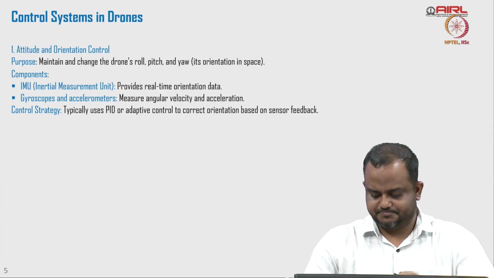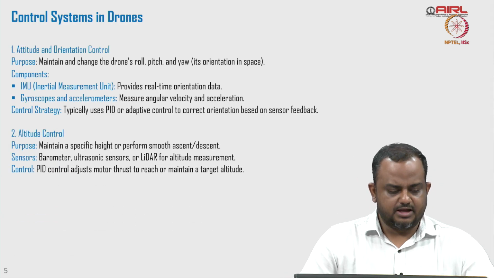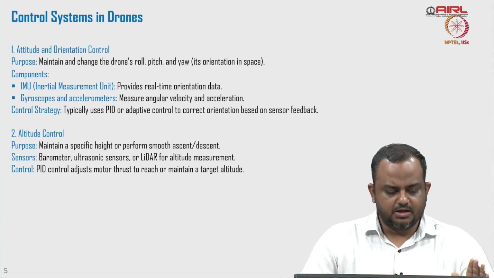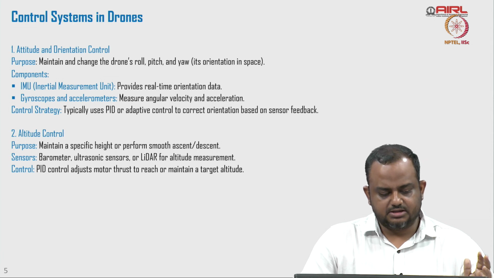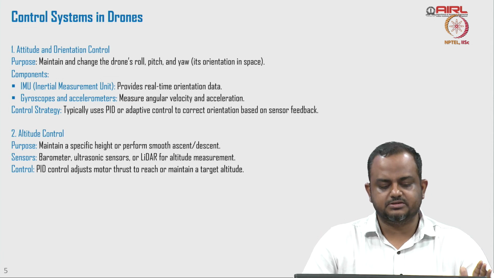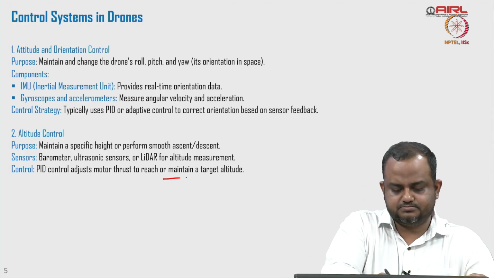Okay. There is another aspect called altitude control, where a drone wants to maintain a specific height or perform a smooth ascent or descent. For that, the useful sensors are barometers, ultrasonic sensors or lidars, and PID control adjusts the motor thrust to reach a certain height or maintain a target altitude.